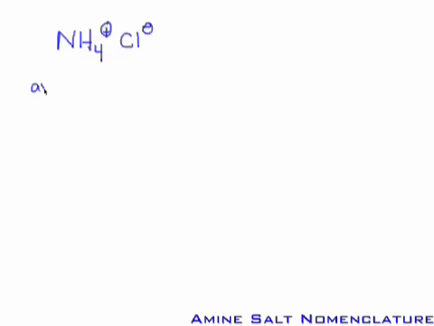And it's two words. It's named as an ammonium salt. Ammonium chloride. So, ammonium chloride. Now, when you protonate an amine, amines with special names have the E ending of the amine replaced with IUM.